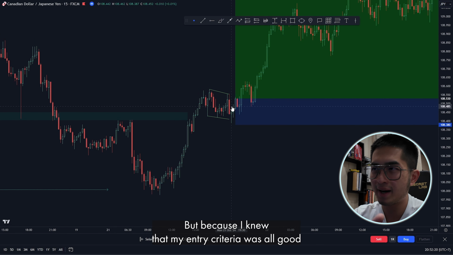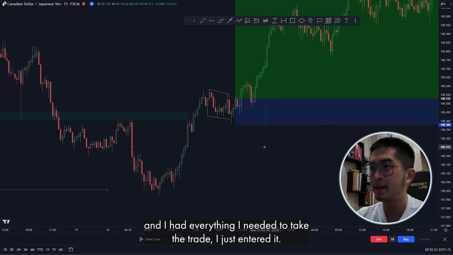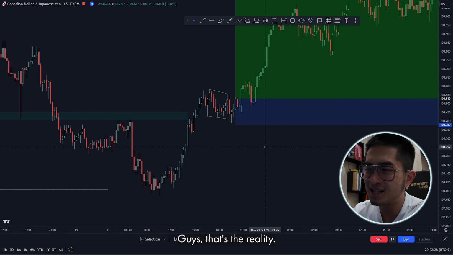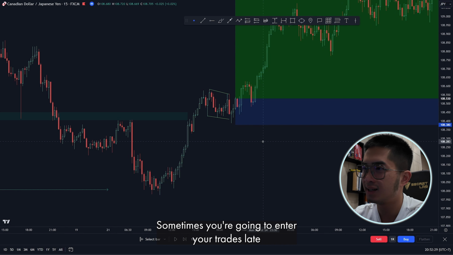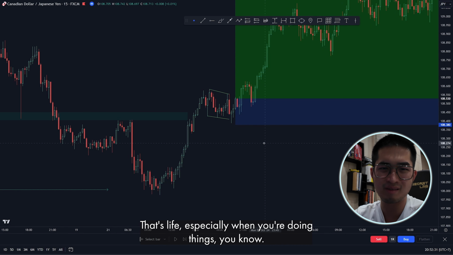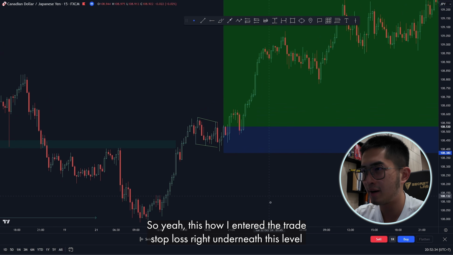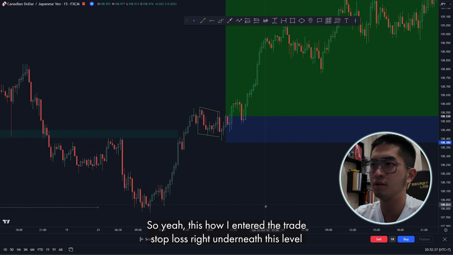But because I knew that my entry criteria was all good and I had everything I needed to take the trade, I just entered it. Guys, that's the reality. Sometimes you're going to enter your trades late. That's life. So yeah, this is how I entered the trade. Stop loss right underneath this level.